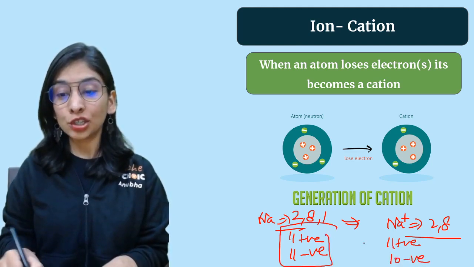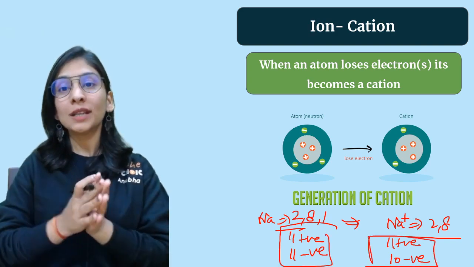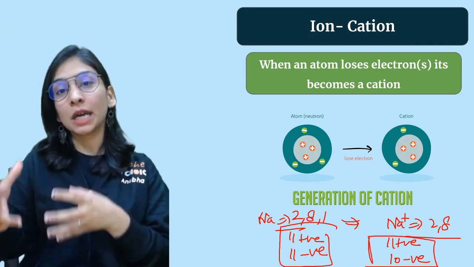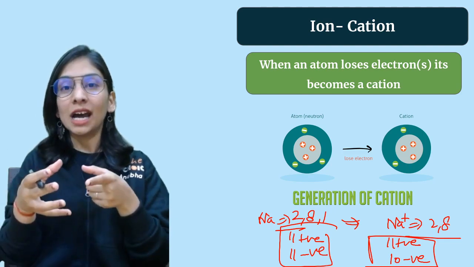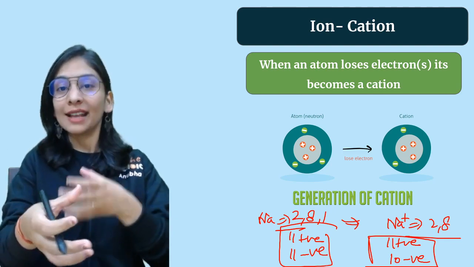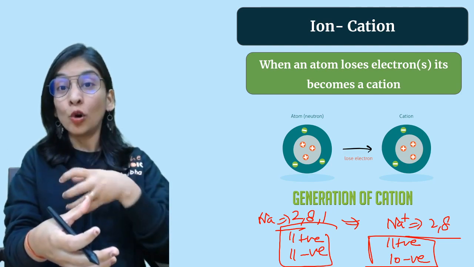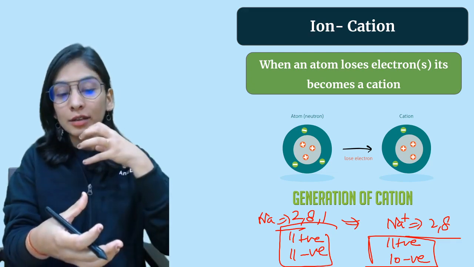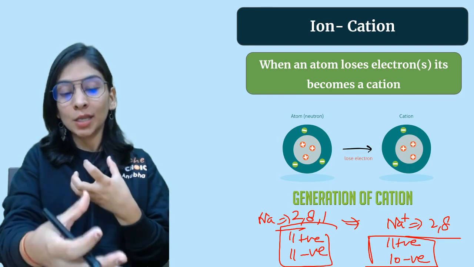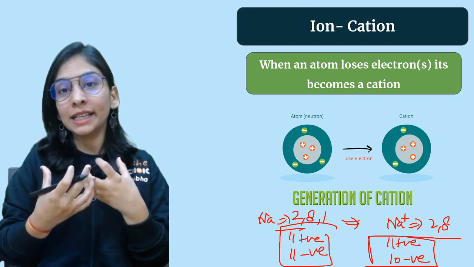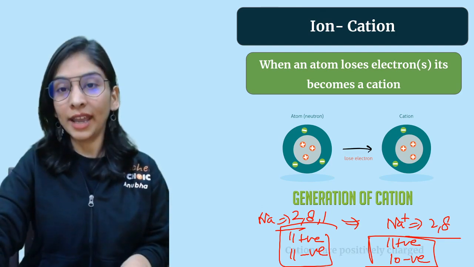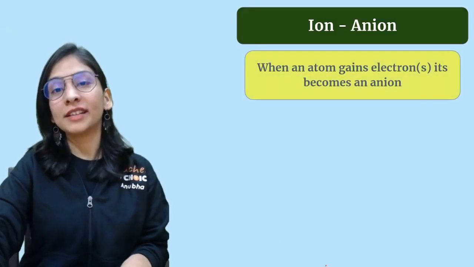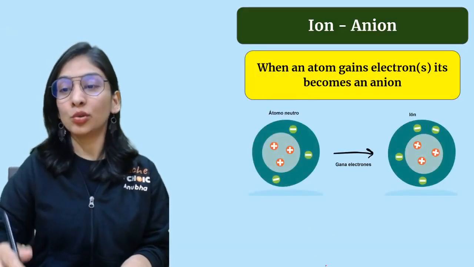So look at this ratio and look at this ratio. What will happen when a neutral atom converts to a cation? It has fewer electrons as compared to protons. More protons means the nucleus is comparatively stronger. A stronger nucleus will pull the electrons more tightly, so size will decrease. Okay, a cation is always smaller in size than its respective neutral atom.